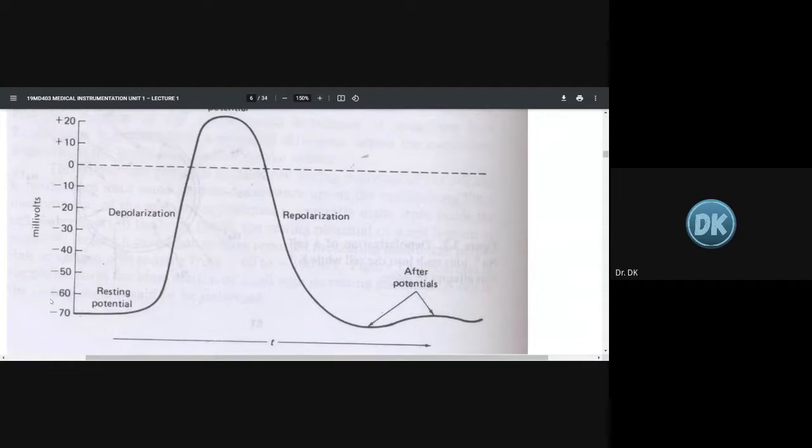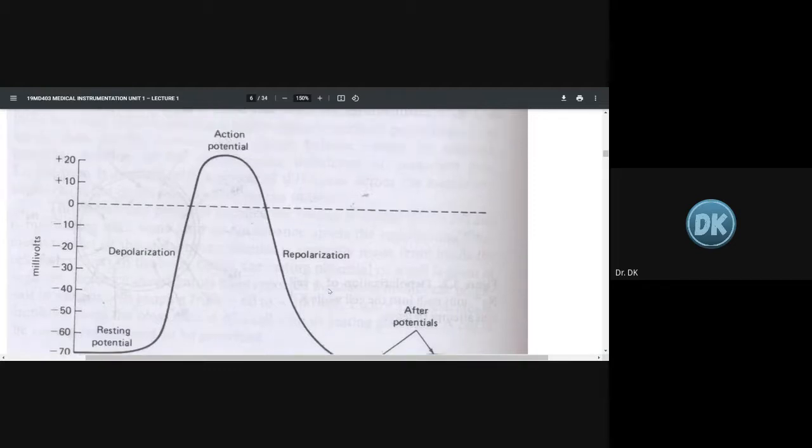Okay, so this is the action potential curve. Is everyone clear with this curve? Yes. Yes, ma'am. Okay, very good.